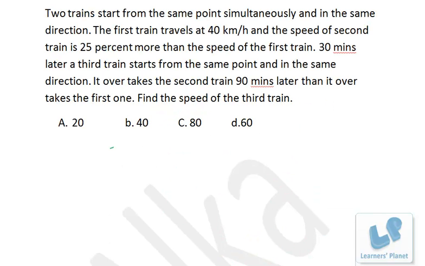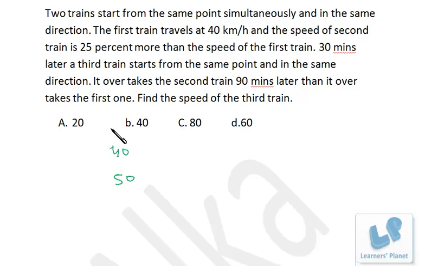Friends, here I'm having an interesting problem based on time, speed and distance. The concept which we are using over here is the relative speed concept. Two trains start from the same point simultaneously in the same direction. The first train travels at 40 km per hour and the speed of the second train is 25% more than the first train. So it's 50 km per hour.